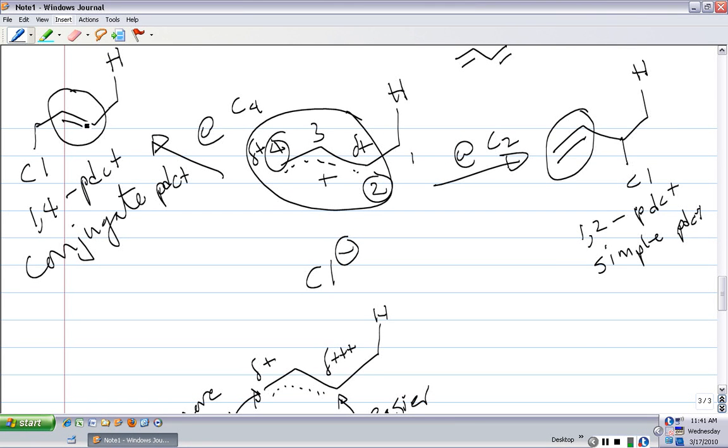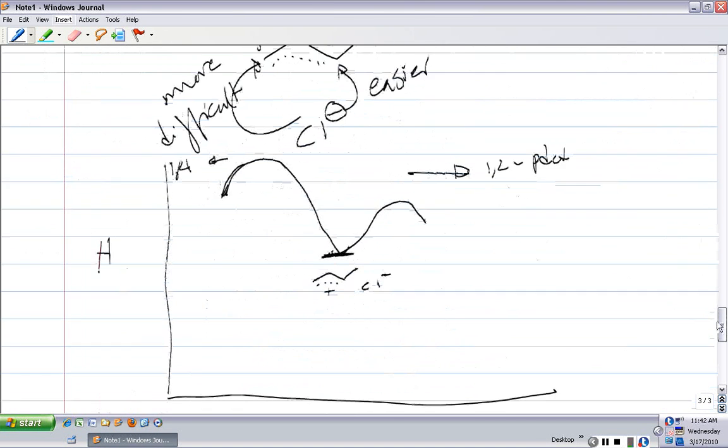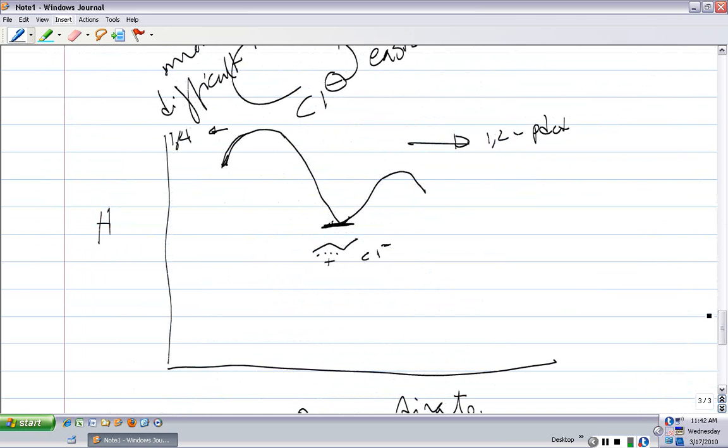We know that di-substituted alkenes are more stable than mono, because alkene stability is affected by the degree of alkyl substitution. The vinylic carbons are electron poor, and the more alkyl groups I attach to them, the more I stabilize them. So what it means is the 1,2 product, which is a simple product, is actually more energetic, less stable, than the 1,4 product.